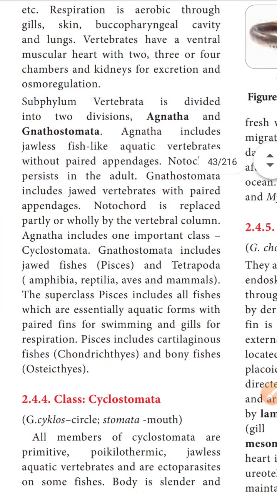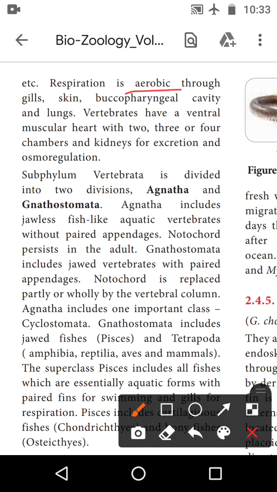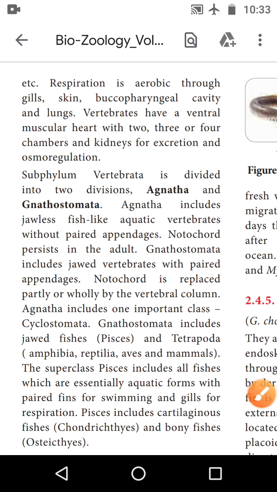Okay. The respiration is aerobic respiration. Already you know, respiration is aerobic respiration and anaerobic respiration. What is meant by aerobic respiration? Aerobic respiration means the presence of oxygen, oxygen is utilized in respiration. So what is the opposite? The opposite is anaerobic respiration, where oxygen is not utilized in respiration.